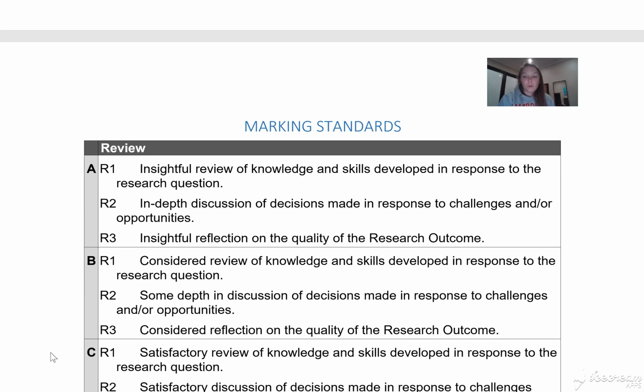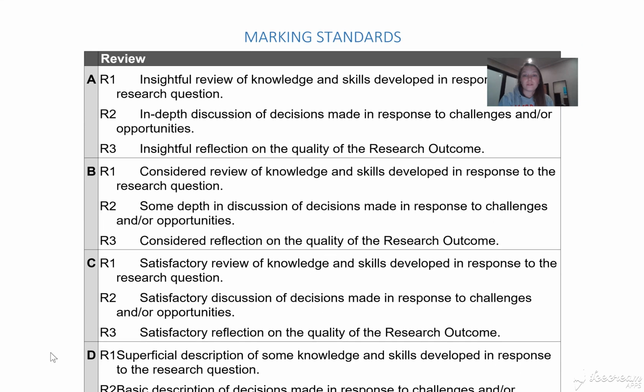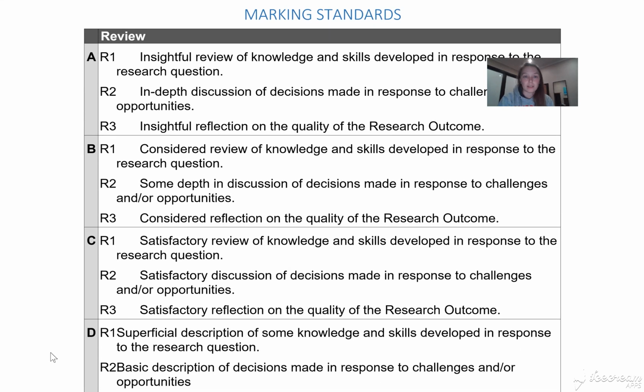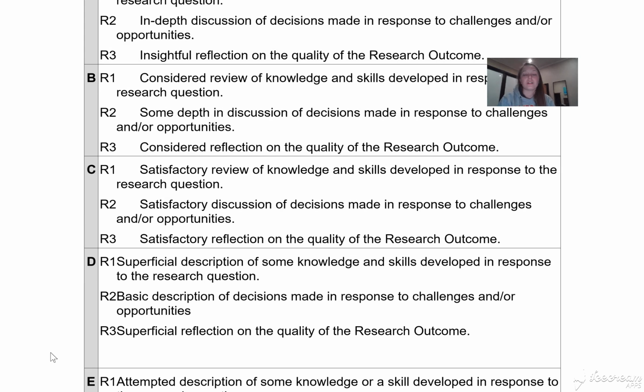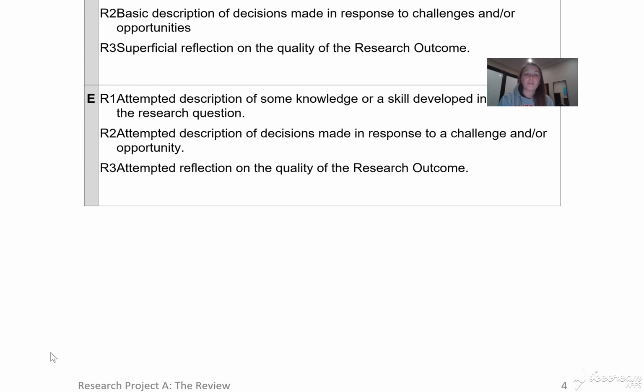So as I said before, this is marked on 3 criteria, and basically the difference between the marks is the level of understanding that you show. So in the A band, we're looking at insightful and in-depth sorts of discussion, whereas in the B band, it's more considered. Like, you get it, but you're not really going into detail. C band is where you've just sort of stated things, it's satisfactory, whereas D band is where you don't give us enough to actually understand what you've done. We won't even worry about the E band because you could literally trip over and get more than an E.